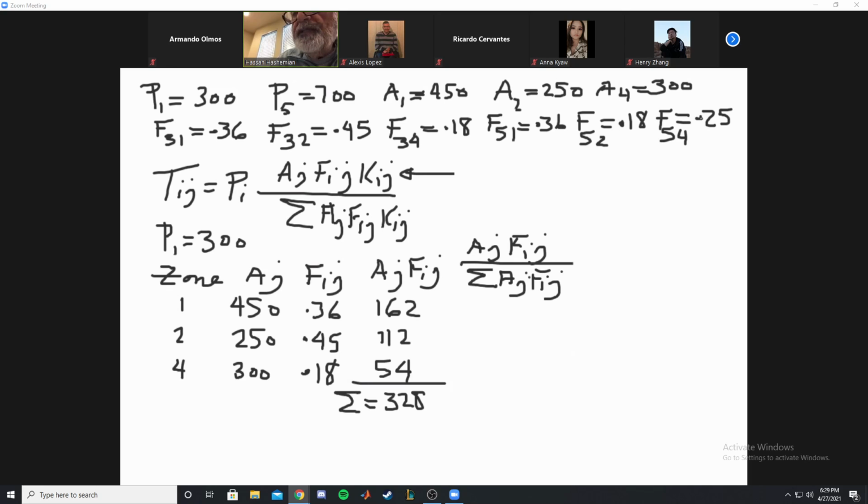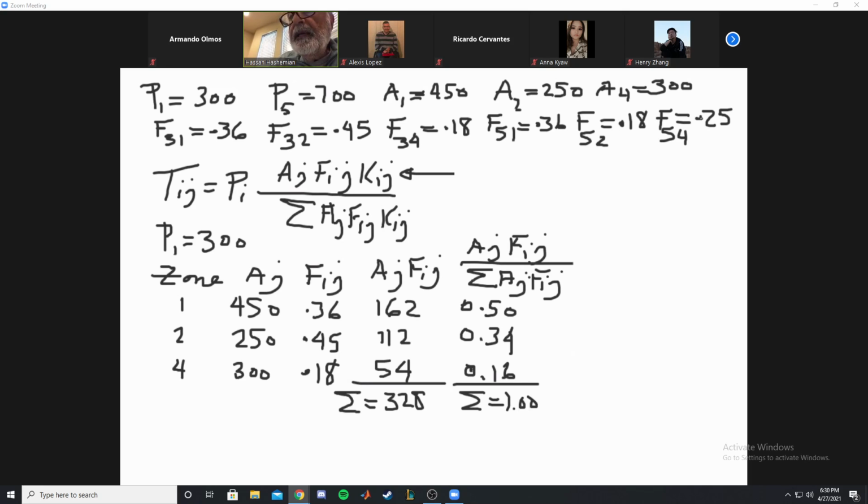So you divide 162 by 328, you get 0.5. 112 divided by 328, you get 0.34. Dividing 54 by 328, you get 0.16. So that summation is going to be equal to 1.